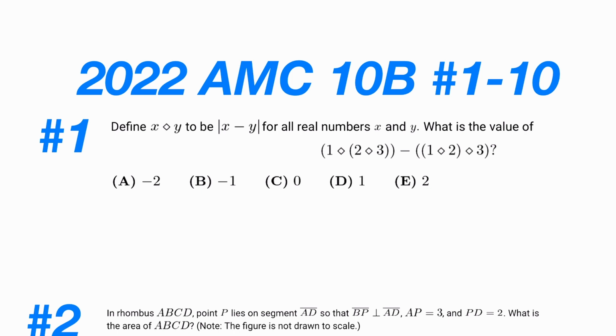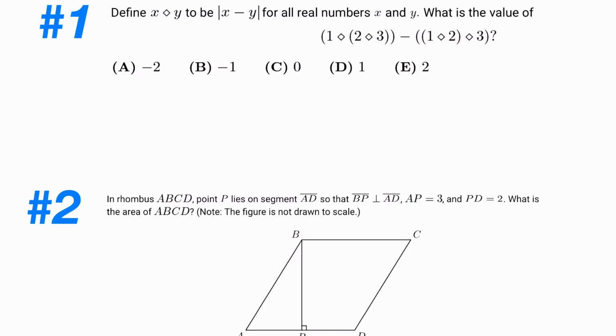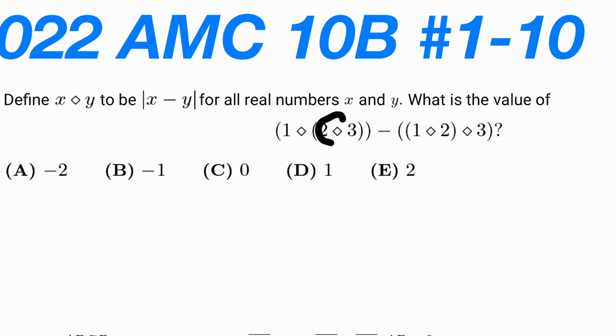Number 1 says, define x diamond y to be the absolute value of x minus y for all real numbers x and y. What is the value of that expression? So we can just calculate. The value of 2 diamond 3 looks like 2 minus 3 absolute value, so that's 1. 1 minus 1 absolute value, so that is 0.